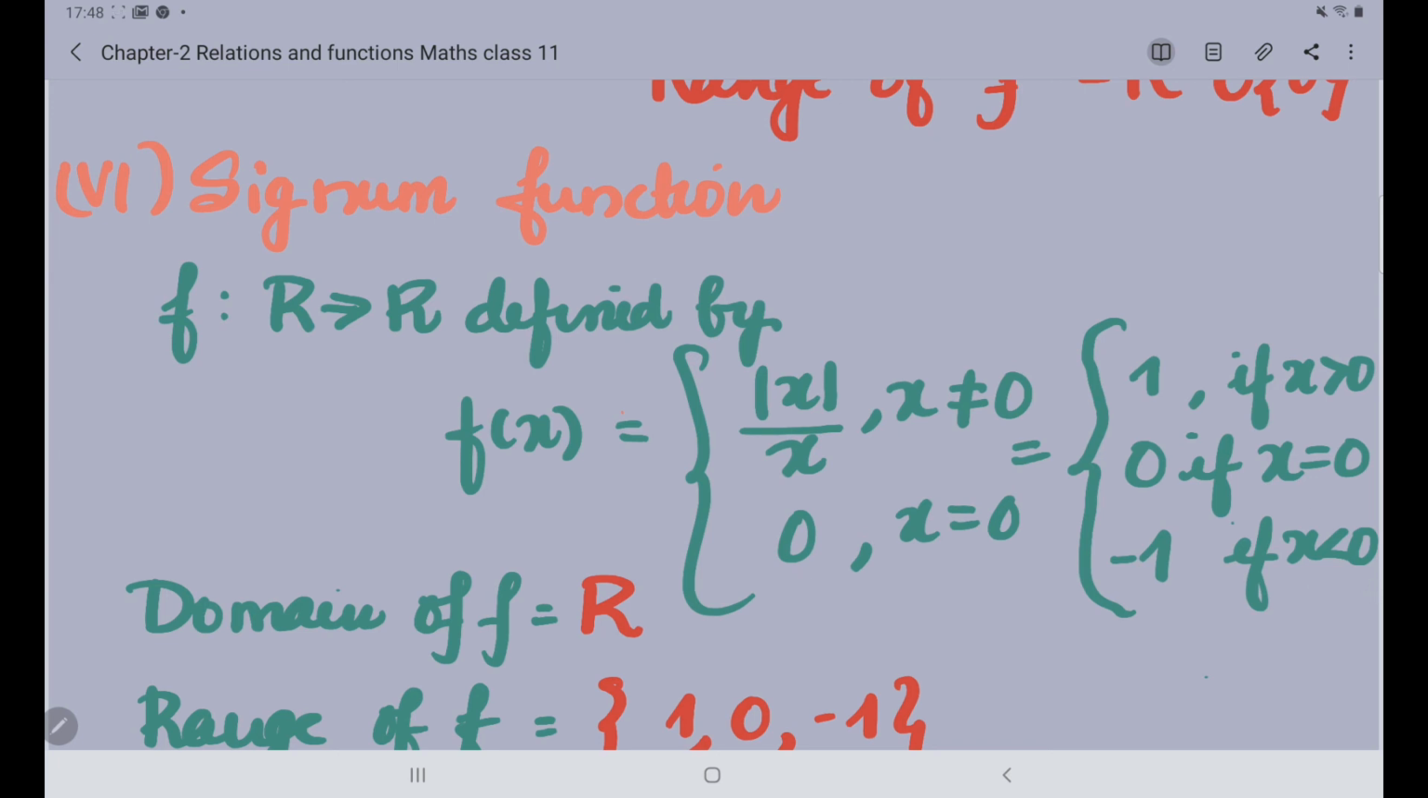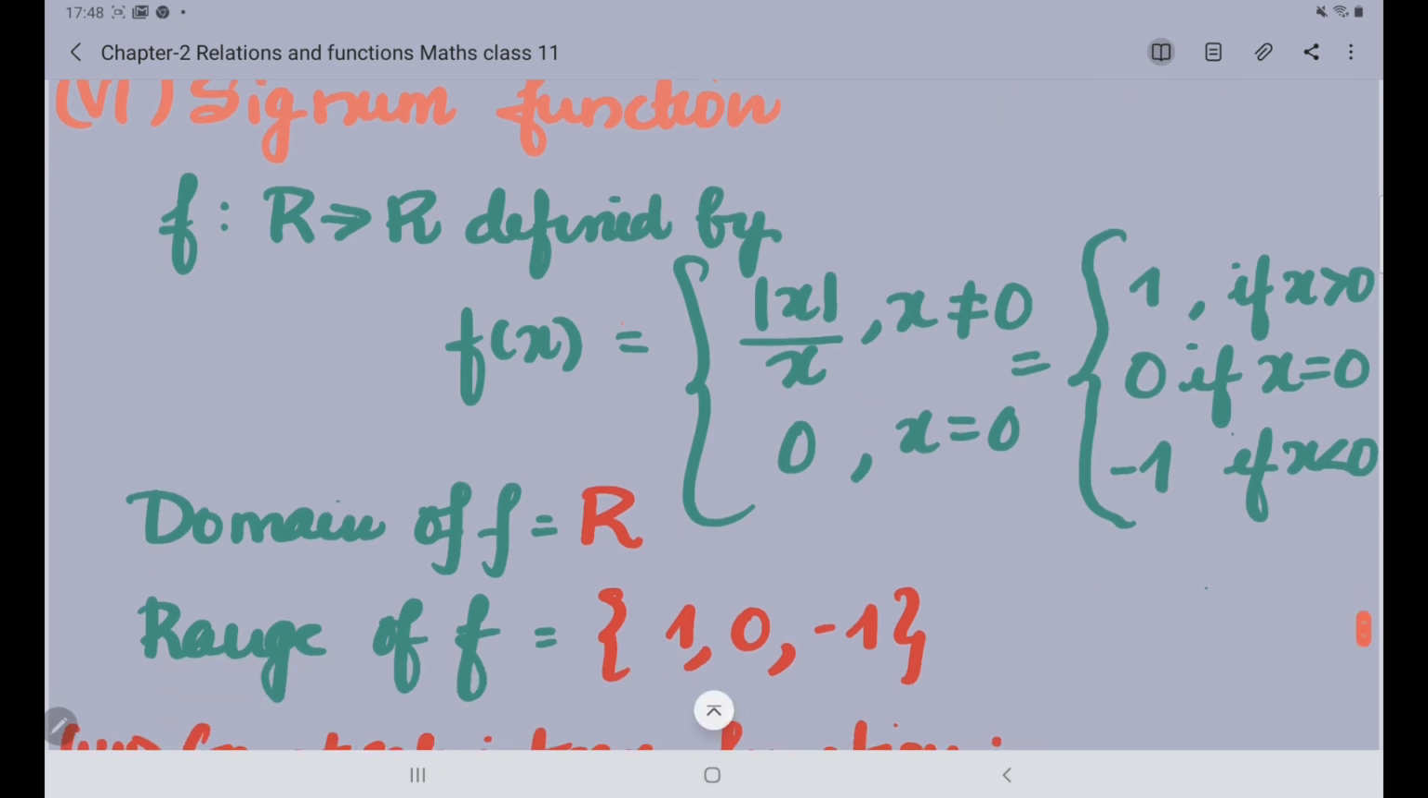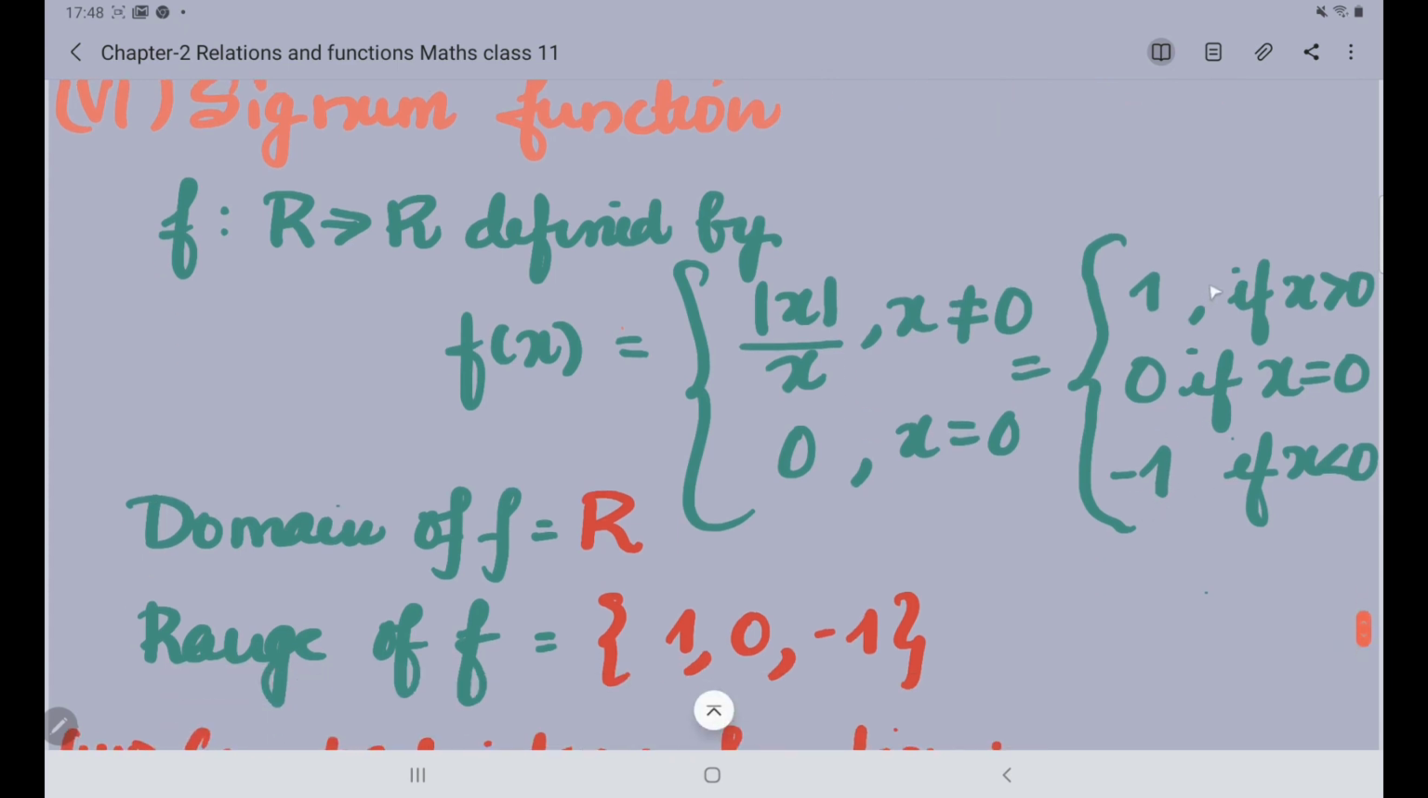And if x is equal to 0, the value is 0. Now let's take the condition that x is greater than 0. Then mod x is what? x itself. So x by x, that is 1. So it is 1 if x is greater than 0. That is how this function is defined in three parts. If x is not equal to 0, it can take two cases, that is x is greater than 0 or x is less than 0. And the third condition is x equal to 0. That is written over here.